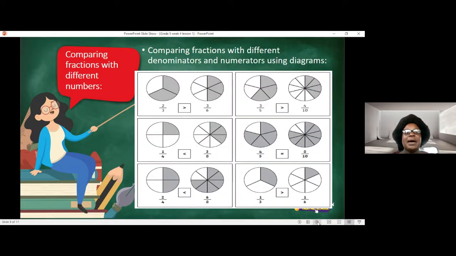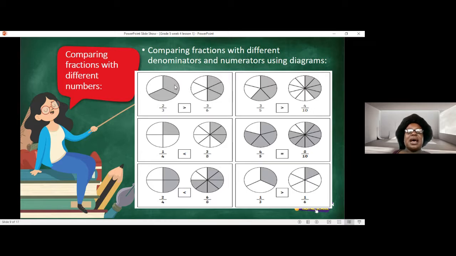Okay, so now we are comparing fractions with different denominators and different numerators using what? Using diagrams. Remember, I said we're going to use diagrams, we're going to use a fraction wall, we're going to use a number line. So now I gave you the fractions, and I want you guys to check.